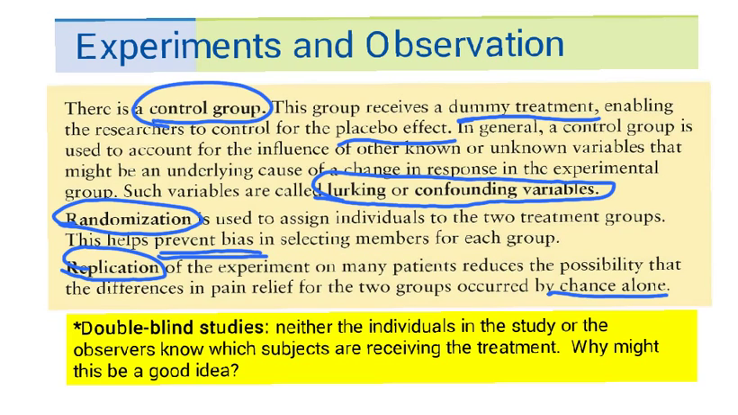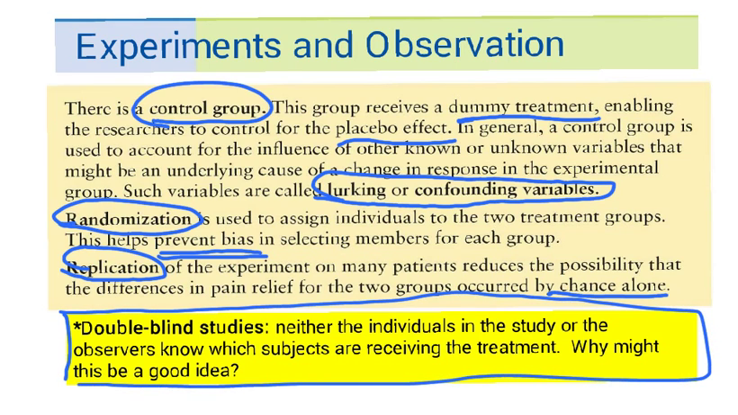Okay. Now, double-blind studies. This is an interesting approach and something you want to capture in your notes. One way to ensure that we control any strange effects is by making sure that neither the individuals in the study nor the observers know who is in the treatment group and who is in the control group. So I'll let you think about why that might be a good idea. We can talk about that more in class.